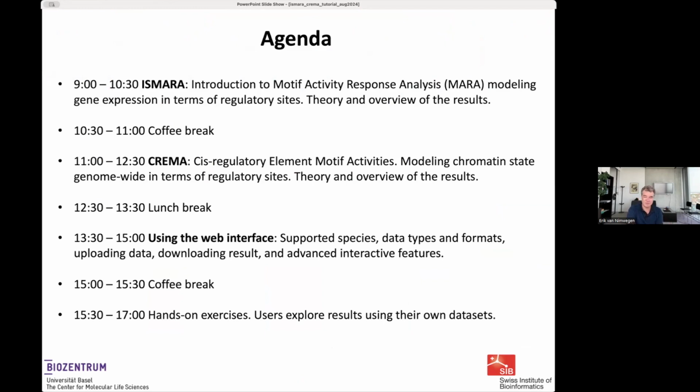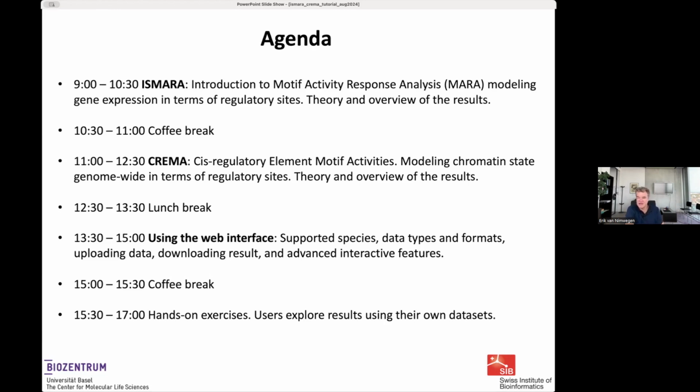After the coffee break, there will be another session where I will lecture on the theory and the results that are given by our second tool called CREMA, for cis regulatory element motif activities. This is about the modeling of the chromatin state at distal regulatory sites in terms of predicted binding sites of transcription factors. There will be lunch.